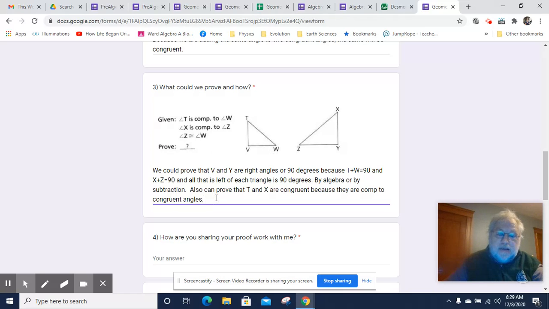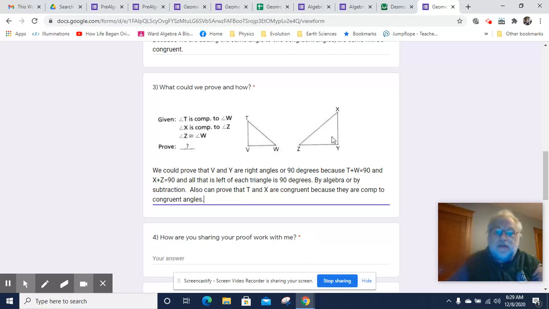There may be some other things that you might have noticed that I've left on the table, but those are the two obvious ones to me. Really kind of three obvious: V and Y are right angles, and then we could also say V and Y are 90 degrees. Actually, there's a couple more. TV and VW are perpendicular, and XY and ZY are also perpendicular segments. You could prove that too. And you can keep going. I'm sure there's some more things.